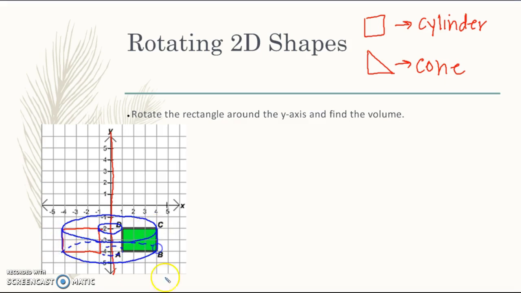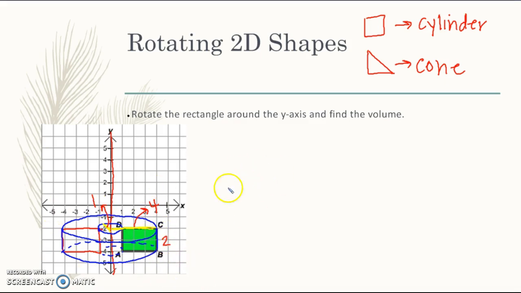Alright, so here's my two cylinders. The part that I need, I need the big radius, and then I need the little radius. So the big radius looks like it goes from 0 to 4, so that's 4. And my little radius is just 0 to 1, or 0 to negative 1, so it's 1. And the height of both is 2.